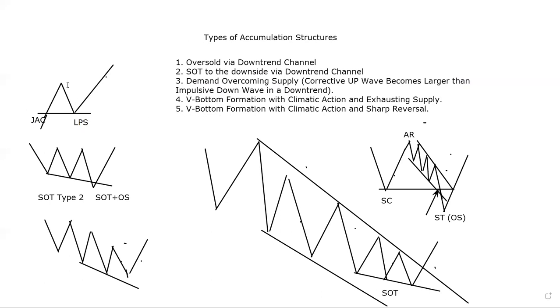We call this LPS, last point of supply, last point of support. But sometimes the price does not test in a straight line. The price will start coming like this and forming a wave like this. So now you have to draw this channel again and wait for the oversold here. Oversold or SOT, both can happen. And then test this region and go up. Got it? Any problem so far?